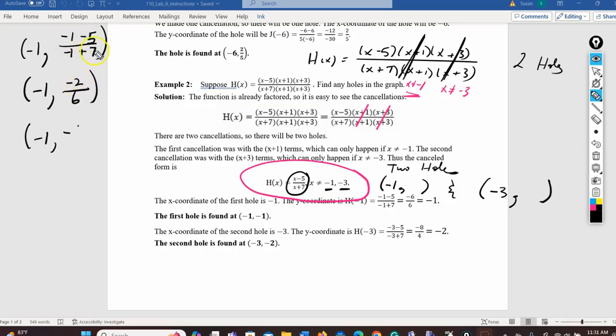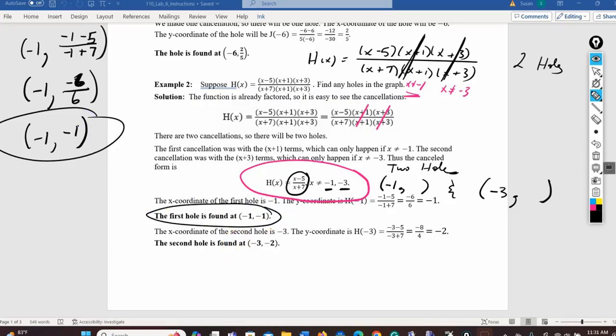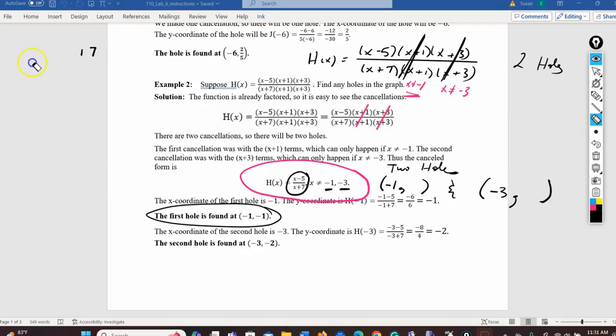Okay, so -1 minus 5 is -6. And -6 over 6 is -1. Yeah, I thought that was a -1. It was not. Okay, so I fixed it. And that's the first hole. Okay, now what about the second hole?